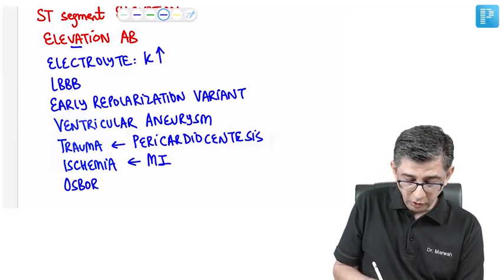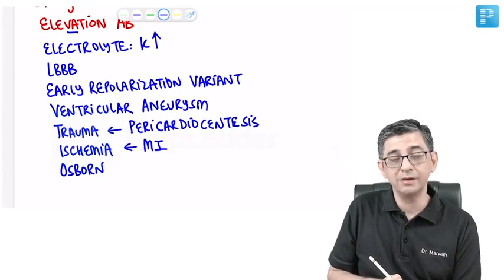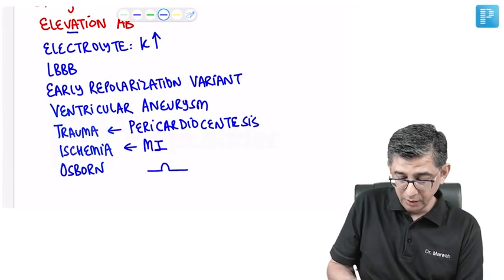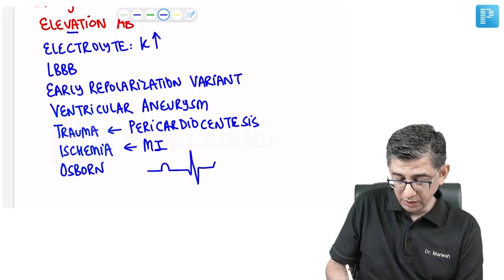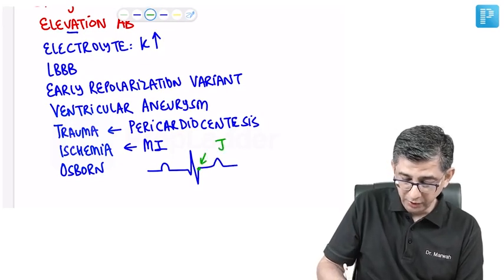Alphabet O would stand for Osborn wave. That's the hypothermia setting, because Osborn wave also occurs right at the J point. I'll just reiterate that once again. This is what I've told you. The end of the S is called the J point.